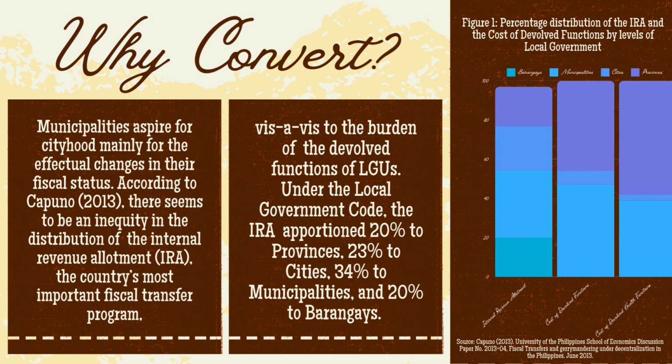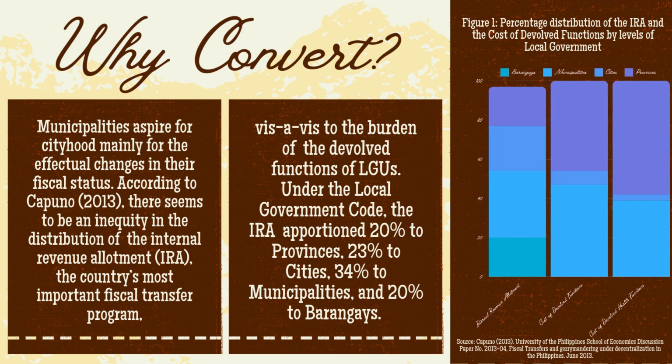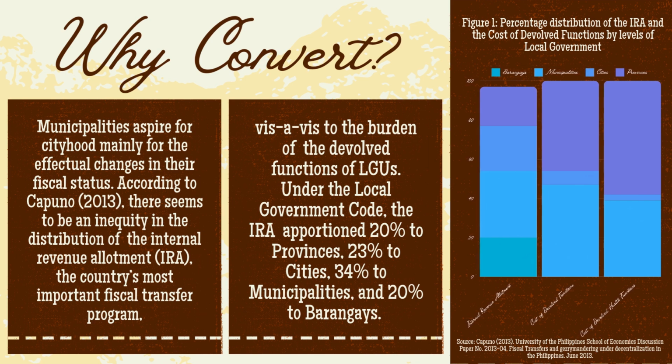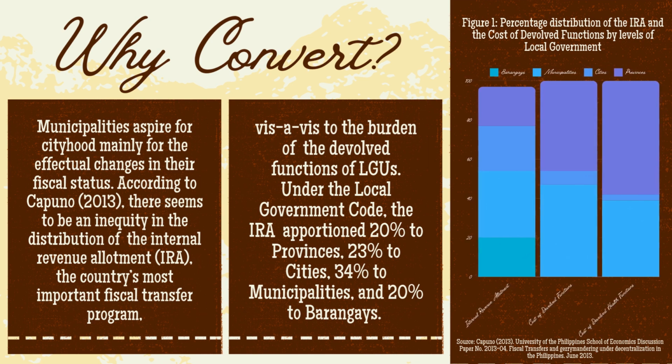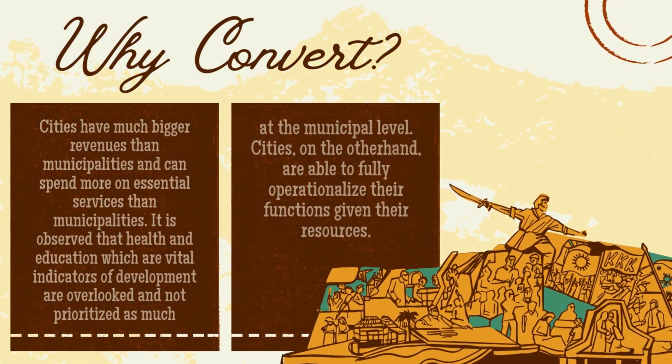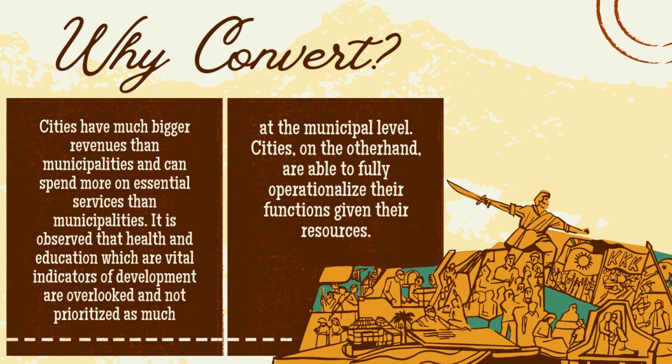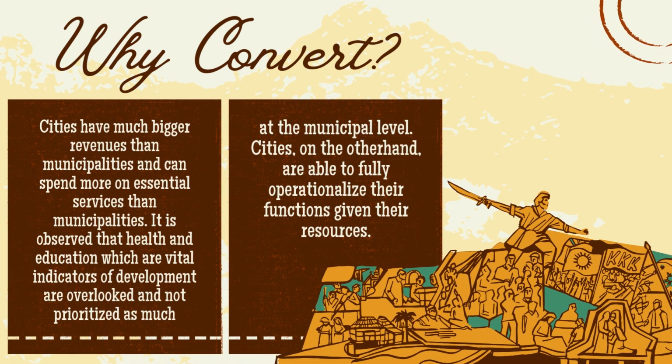Under the Local Government Code, the IRA is apportioned 20% to provinces, 23% to cities, 34% to municipalities, and 20% to barangays. Cities have much bigger revenues than municipalities and can spend more on essential services than municipalities. It is observed that health and education, which are vital indicators of development, are overlooked and not prioritized as much at the municipal level. Cities, on the other hand, are able to fully operationalize their functions given their resources.